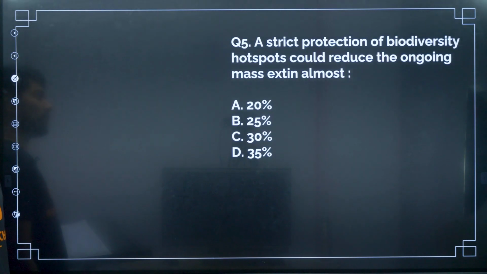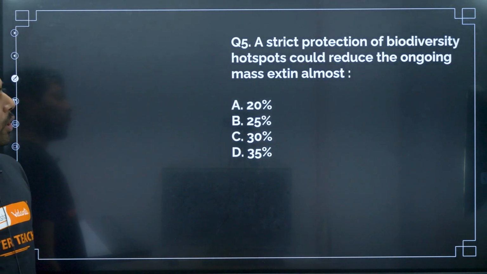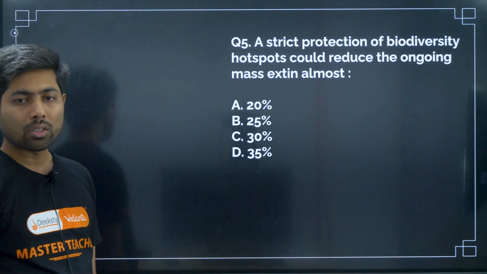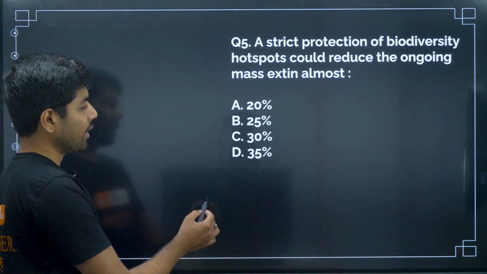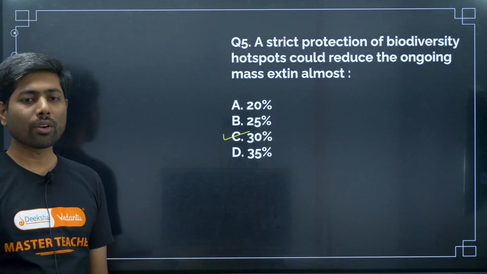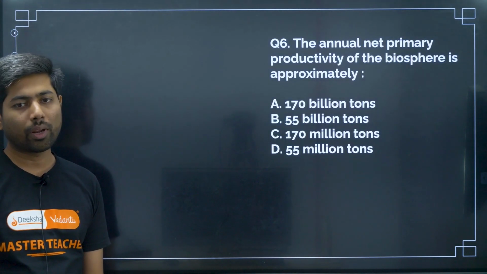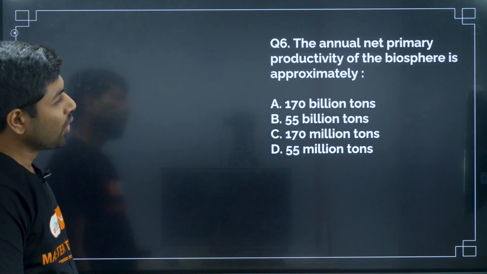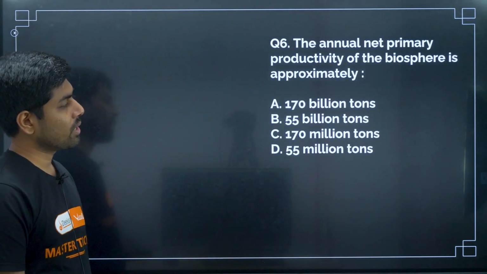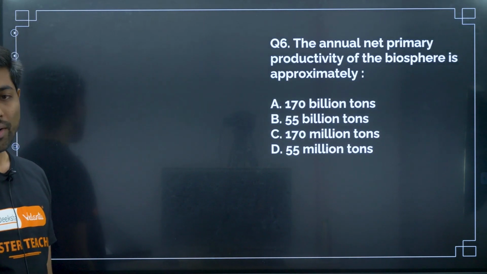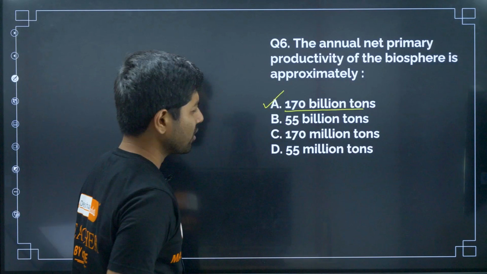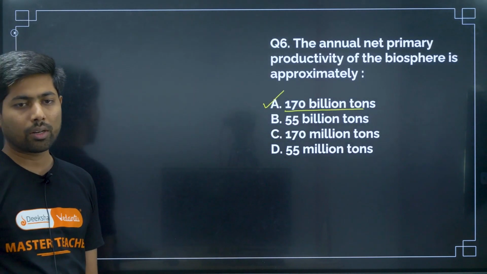Now look at question 5. A strict protection of biodiversity hotspots could reduce the ongoing mass extinction by almost how much? It is a direct question. It's 30%. There is no need of explanation for this question. It's directly picked from NCERT. Now another question which is memory based. The annual net primary productivity of the biosphere is approximately how much? The answer is A, 170 billion tons. This is also directly picked from the NCERT.